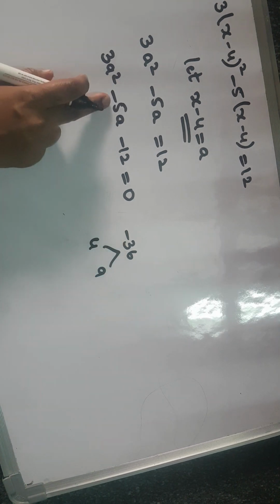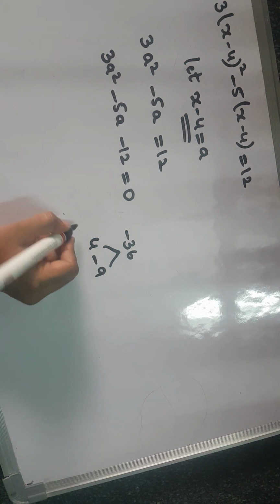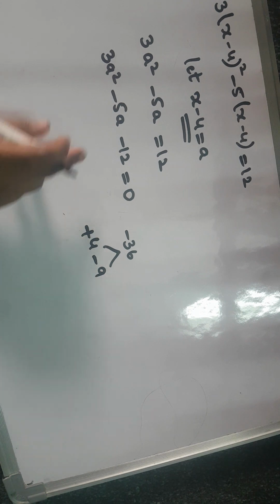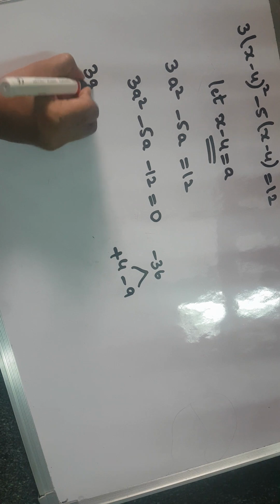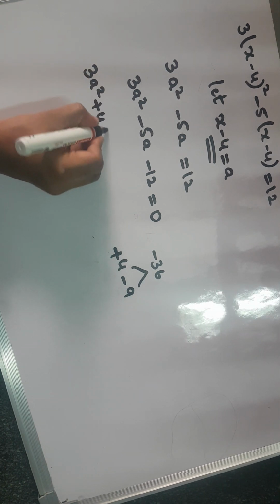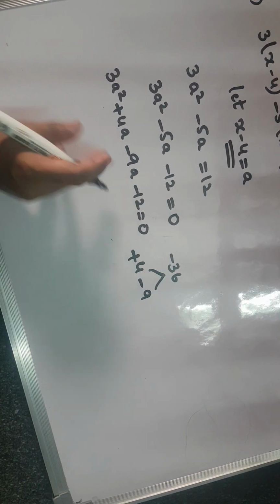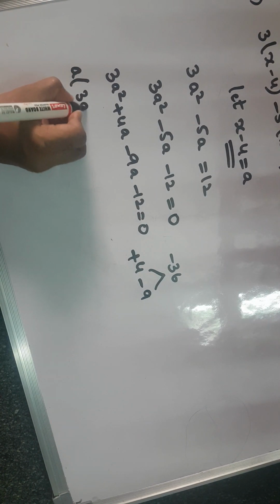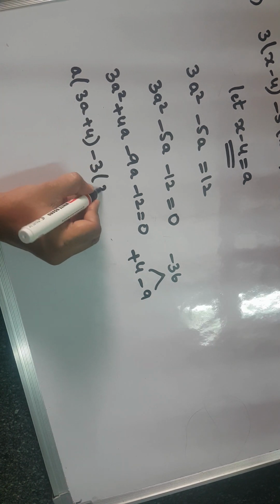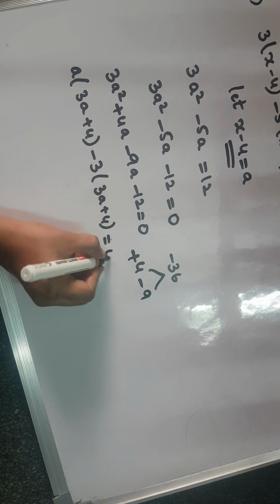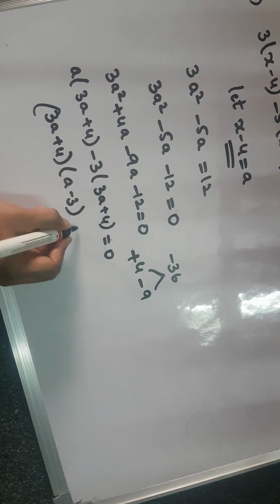Okay, this is minus 5 you have to get, and this is minus, means minus 5 is minus 9 plus 4. Minus 9 plus 4 gets the value minus 5, and this is minus 36. So what you have to take? 3a squared plus 4a minus 9a minus 12 equals 0. So what do you get here? A taking common, 3a plus 4. And here I am taking minus 3 common, means 3a plus 4 equals 0. Now 3a plus 4 into a minus 3 equals 0.